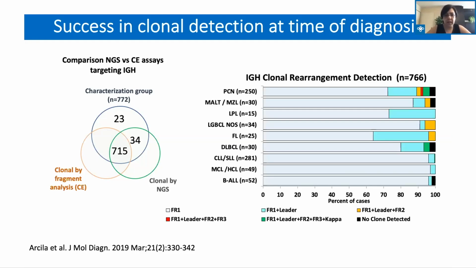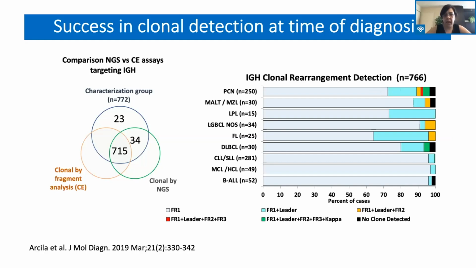But overall, and this is a study that we did last year, looking at all of the samples that we had run for characterization at that time, close to 800. Most of these cases could be easily characterized with only FR1 and leader, and very few cases actually required any more sequencing beyond that to be able to characterize the clone.